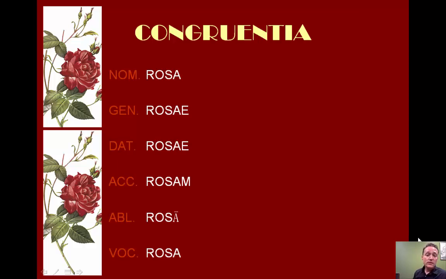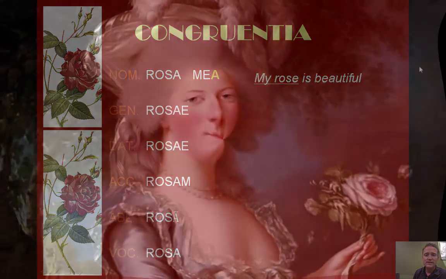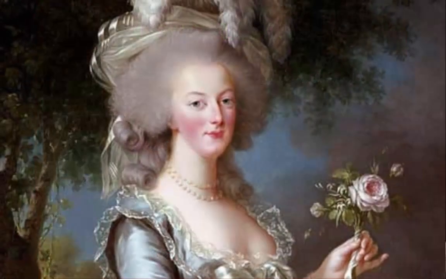Alright, so let's look this all up together. We have on the screen the declension in the singular of rosa, rosae, feminine, rose. And we're going to show an adjective beside it as we go through, and I'm going to give you some example sentences to remind you of how these cases work. So we're going to talk about my rose, rosa mea, and this is in the nominative case, so a good example sentence would be my rose is beautiful. Notice that my rose is the subject.